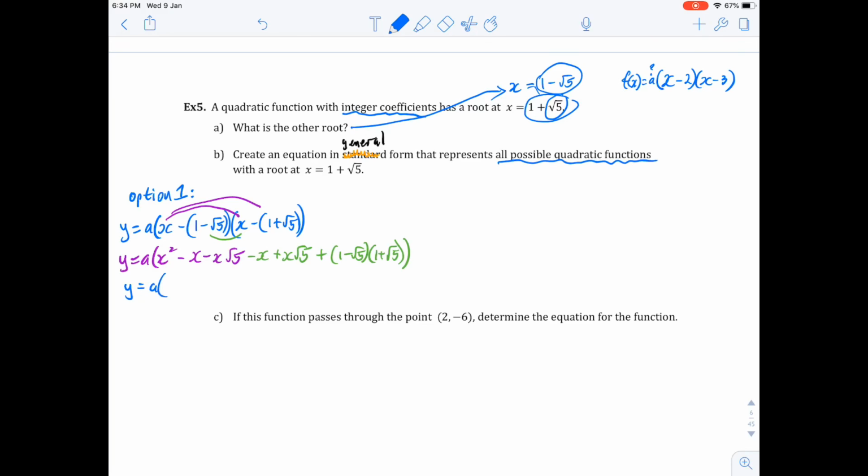Okay, so y is equal to a times x squared minus x root 5 plus x root 5 are going to cancel, so that's going to give me minus 2x, and here we've got 1 minus root 5 plus root 5 is going to cancel, minus 5, and that's where we're going to get our minus 4 from. So again, really mechanical, really laborious, but it gets us to the correct answer, and so that's using the root method.